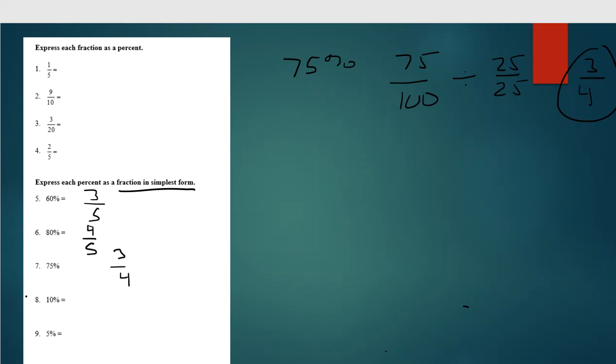Okay, now I want you guys to try this one and this one. So go ahead and push pause. I want you to try writing these percents as fractions in simplest form, and then push play, and I will go over the answers with you. Okay, so hopefully you have tried these on your own.